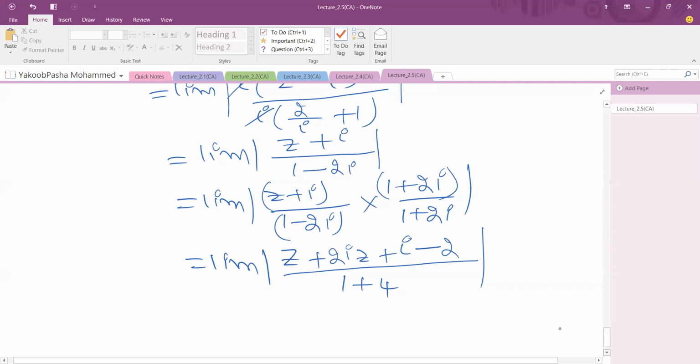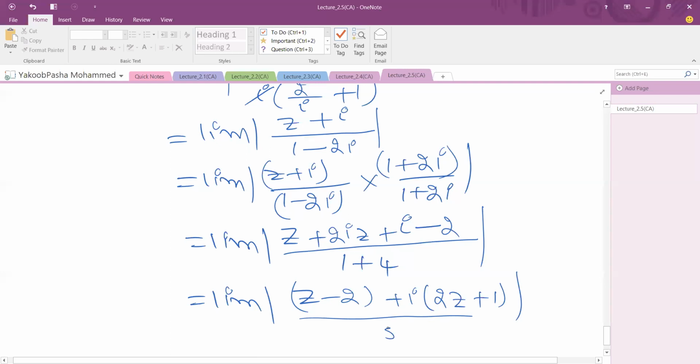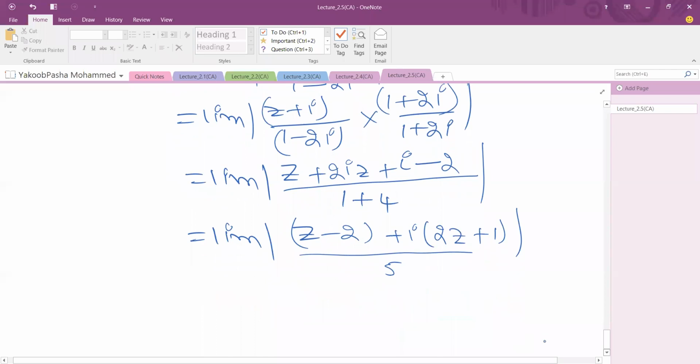This is equal to limit. You can take a z common here. So z minus 2, imaginary parts last only, I minus 2. Z minus 2, I am writing here plus I into 2z plus 1. Denominator is 5. Okay, so this series converges.